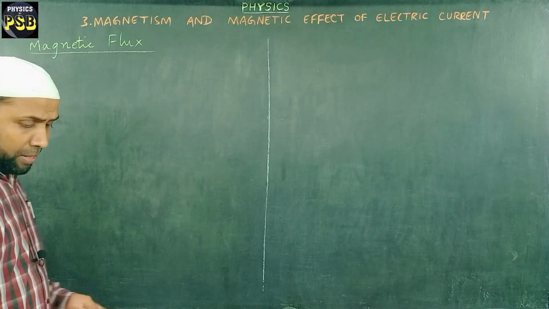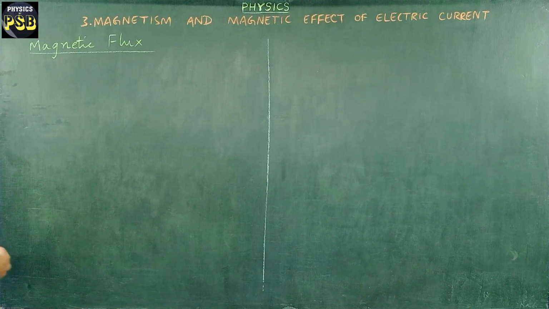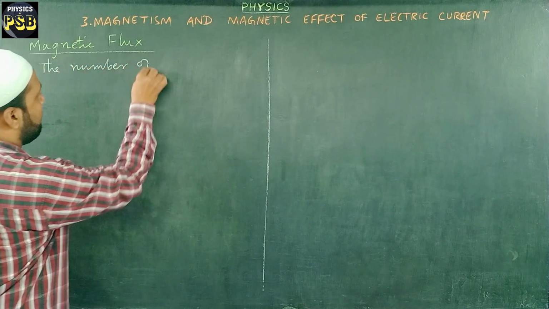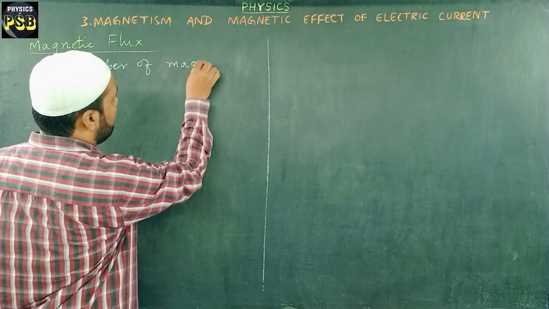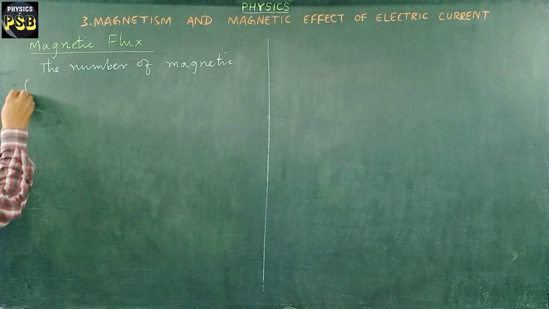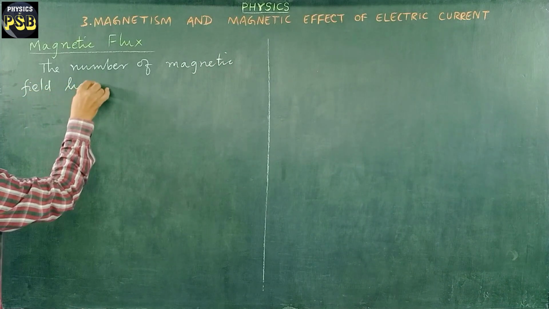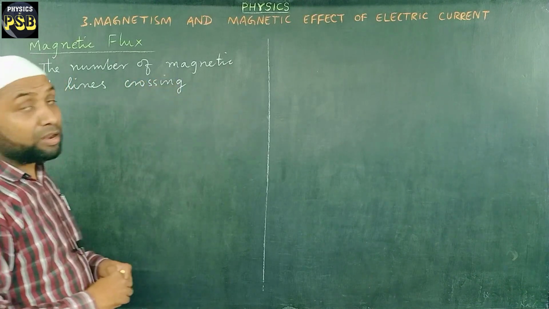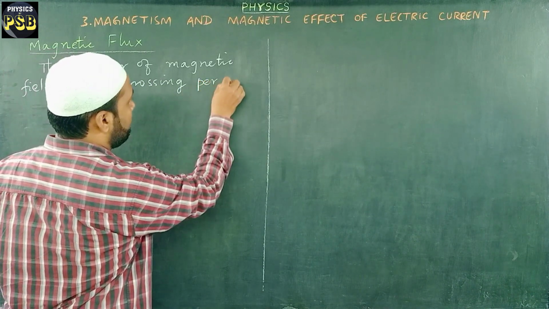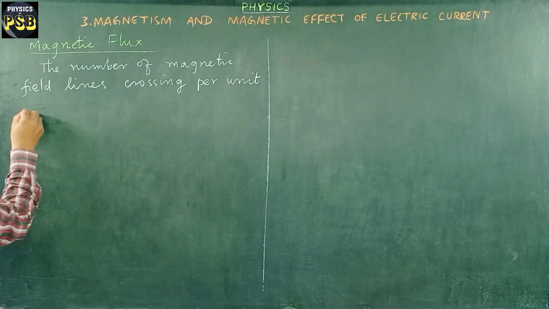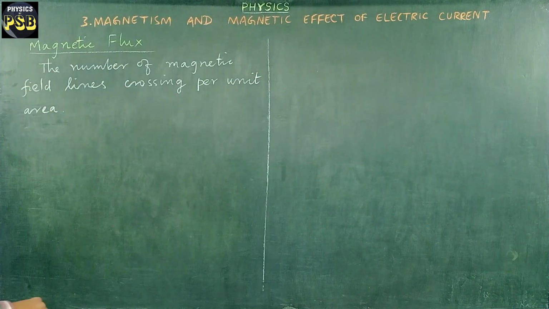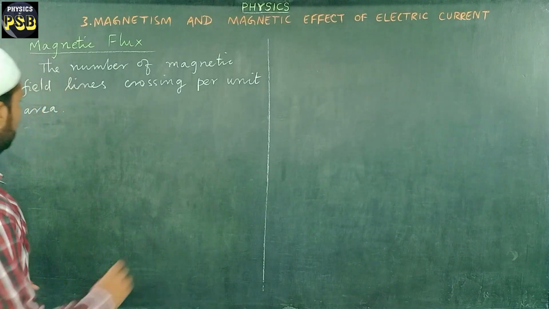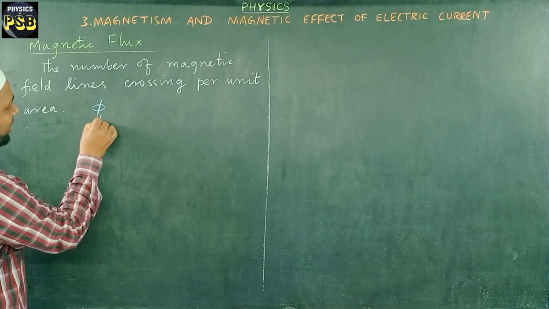Let me write the definition of magnetic flux on board. The number of magnetic field lines crossing per unit area is referred to as magnetic flux, as I told you earlier. This magnetic flux is usually represented by the letter phi B.